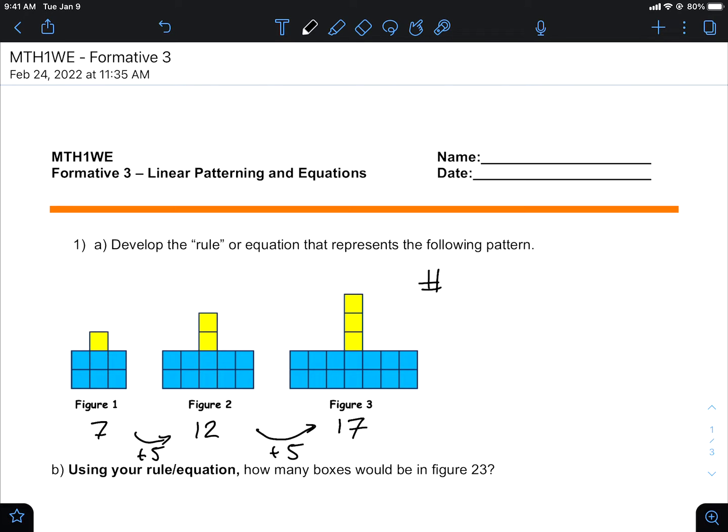So we can say that our multiplier is going to have to be 5. So the number of boxes is going to be equal to the term number times 5. And then it's going to have to be plus something, because the first term doesn't have 5 boxes. The first term has 7 boxes. The second term doesn't have 10 boxes. It has 12. So to completely express the pattern, we need to say that it's the term number times 5 plus 2. You could also express this as 5n plus 2, where n is the term number. Either one is totally valid. Any questions about that?